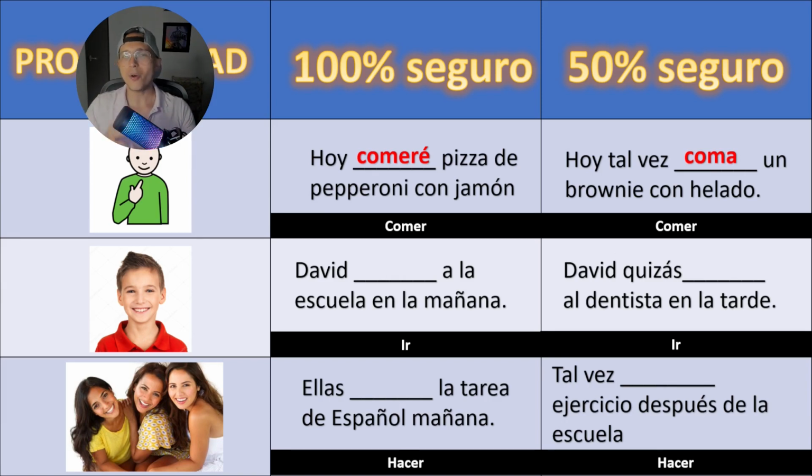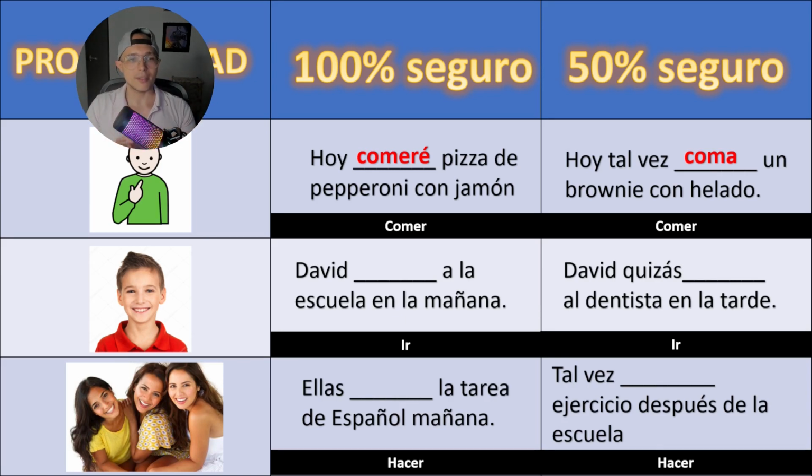Una vez más. Hoy tal vez coma un brownie con helado. So today I may eat a brownie with ice cream. So I'm pretty sure about the pizza. I'm not that sure about the brownie. That's why we need to use different tenses.